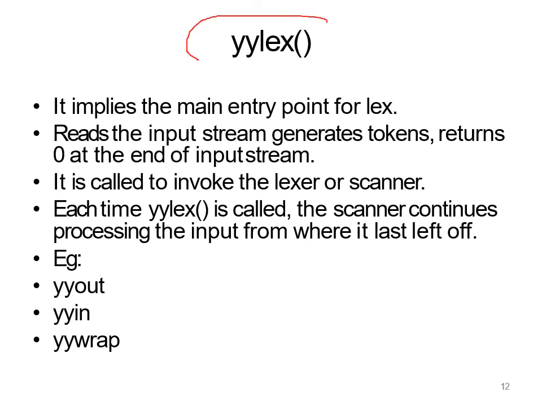Basically we will go a bit deeper inside the yylex. It implies the main entry point of a lex. This is the main entry point. It again reads the streams that generate the tokens and returns 0 at the end of the input stream. So why is it doing so?